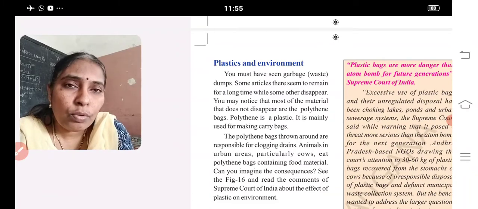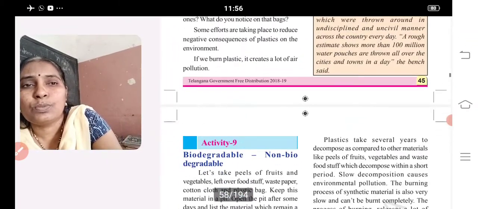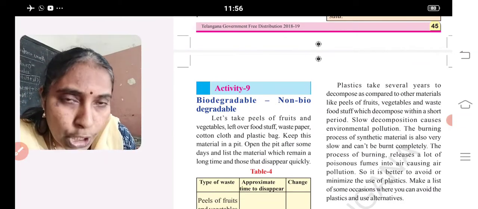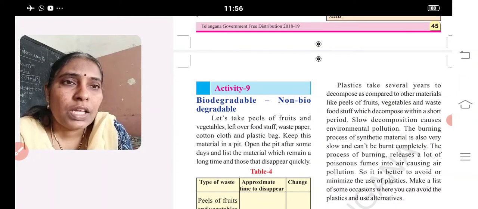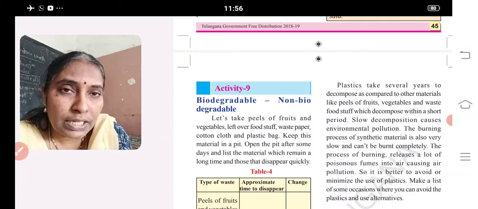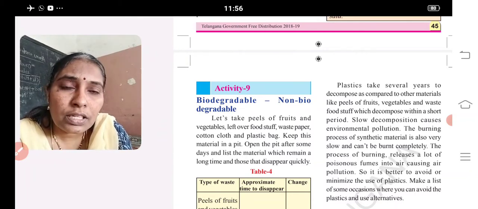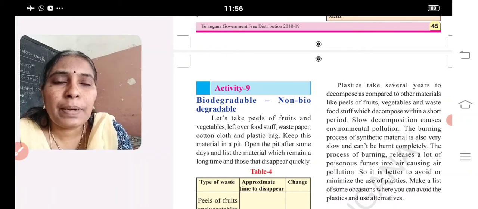So how can you reduce the use of plastic? By following the 4R principle. What is the 4R principle? Reuse, reduce, recycle, recover. Reuse: again and again use the same polythene covers, wash them and use them when you go to the vegetable market. So here you are using the same plastic cover. Reduce: minimize the use of plastic.